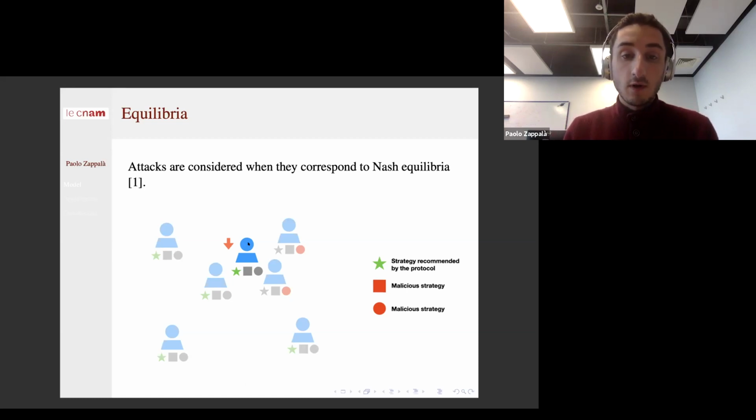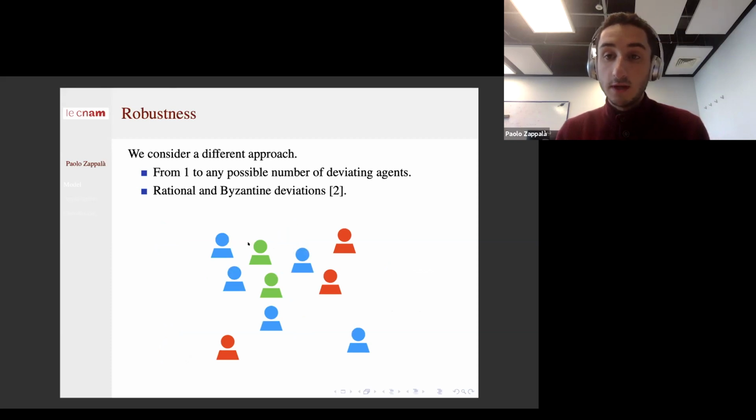So we want to move from 1 deviating agent to any possible number of deviating agents, and distinguish specifically those agents who behave in a rational or in a Byzantine way. Rational agents are those who want to increase their utility by changing the strategy, while Byzantine agents are just performing a malicious strategy.